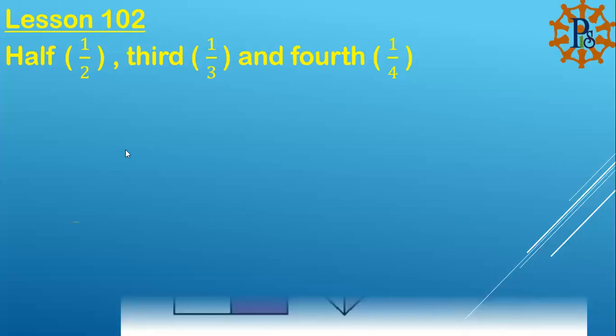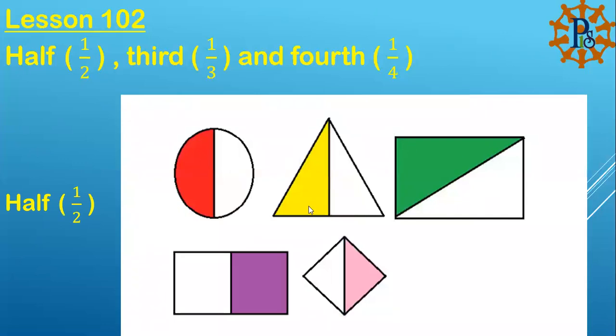Half. The five shapes mean half. The circle we divide into two equal parts, and the red one represents half of the circle. Here in the triangle, the yellow one represents half of the triangle. The green one represents half of the rectangle. Here in this rectangle also we divide it into halves. This violet one represents half of the rectangle.